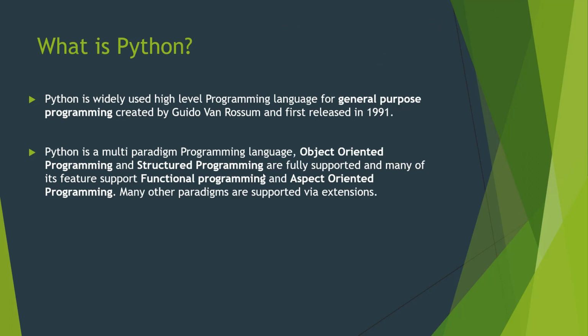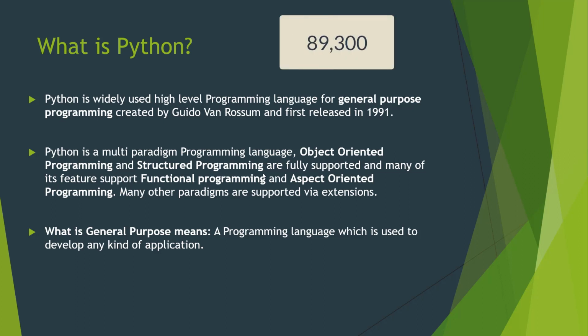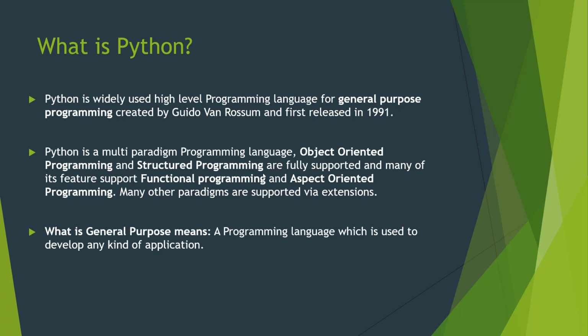Now let's look at what general purpose programming means. It means that by using one programming language, you can develop any type of application, for example, web application, embedded system, mobile application, and it can be used for data analytics, IoT, etc. For that reason, today in Python, there are 89,300 different modules available.